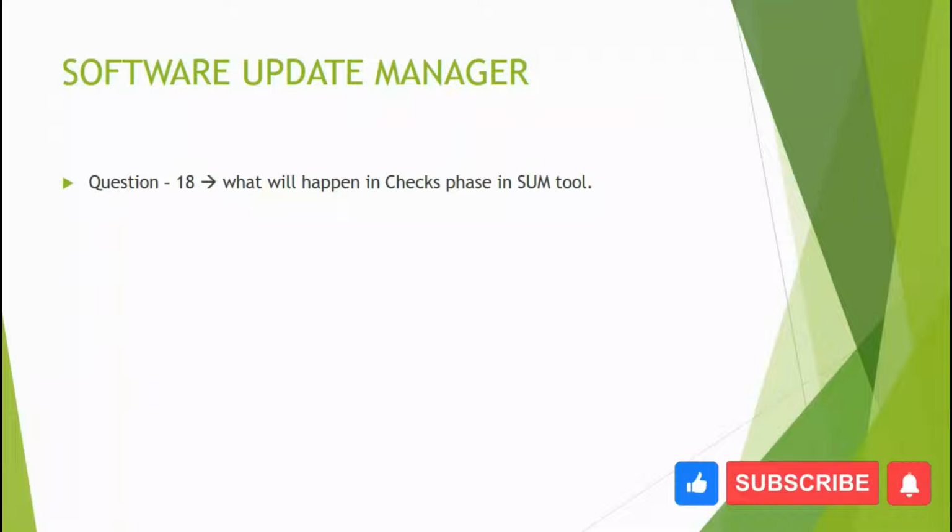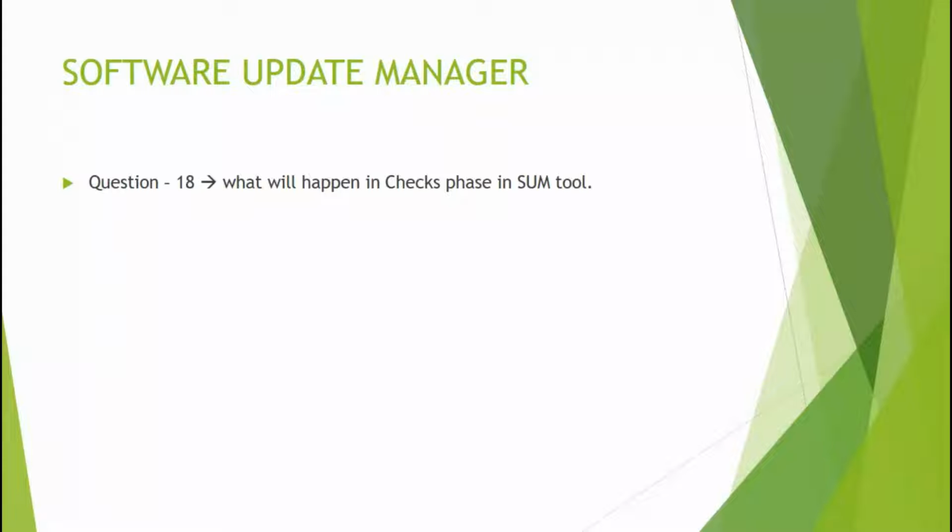As you have already seen in my last videos, first part and second part of Software Update Manager, where we covered all the things. So I think you know how many phases there are in the SUM tool. We have six phases: initialization, configuration, check, pre-processing, execution, post-processing. We already discussed up to the configuration phase, and already covered all the things. So now we'll come to the check phase.